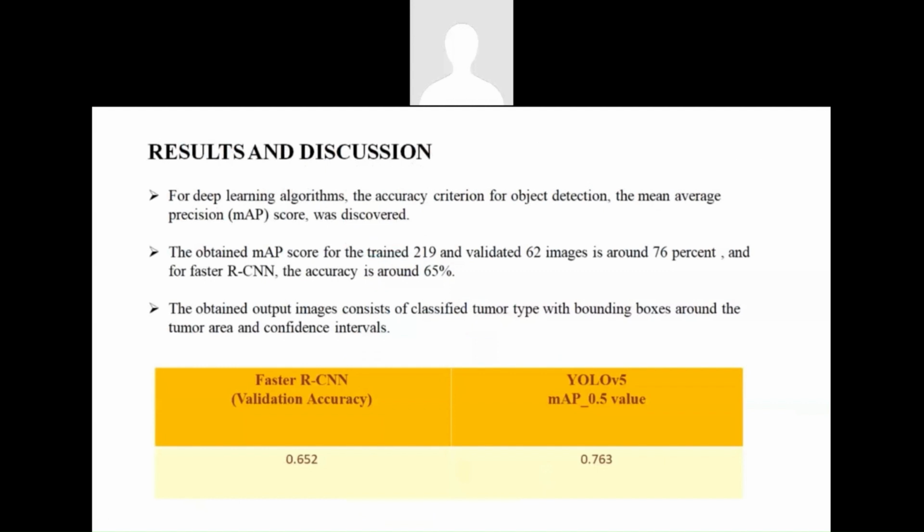Next, coming to our results and discussion, we have gone through two training sets, and 80% of the data is trained and 20% of the data is tested. So we got an accuracy of around 65%, and we observed that YOLO V5 scored more accuracy than the Faster RCNN.